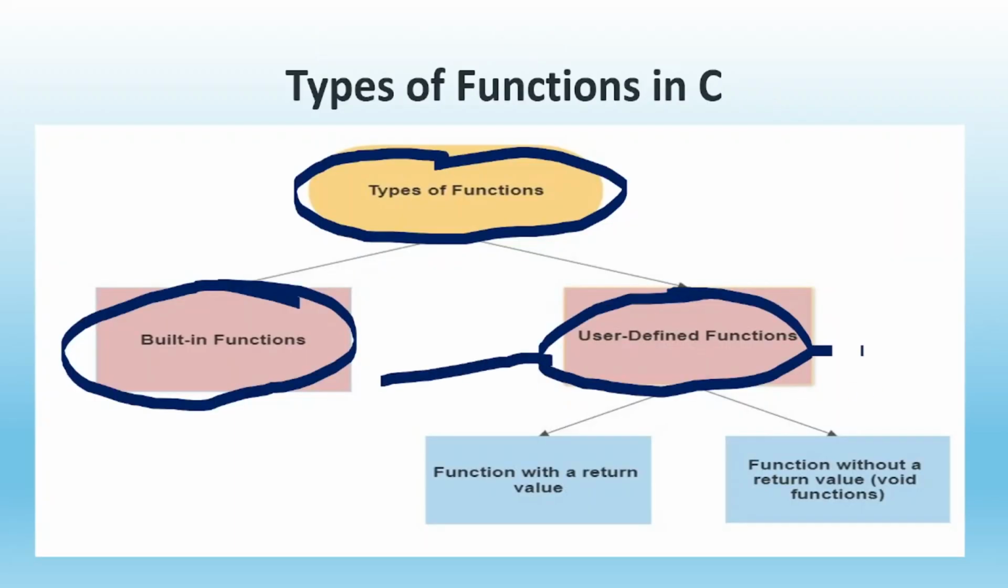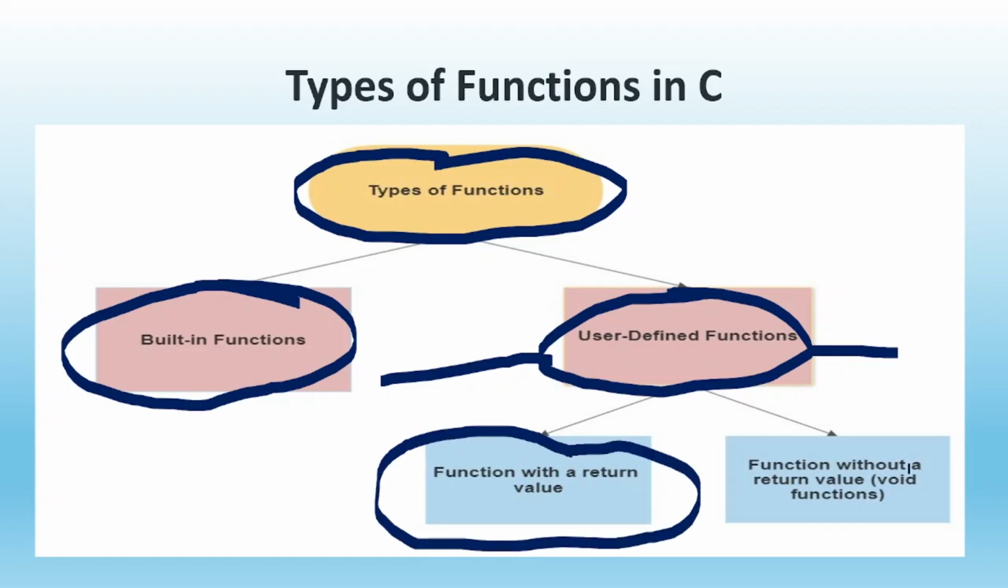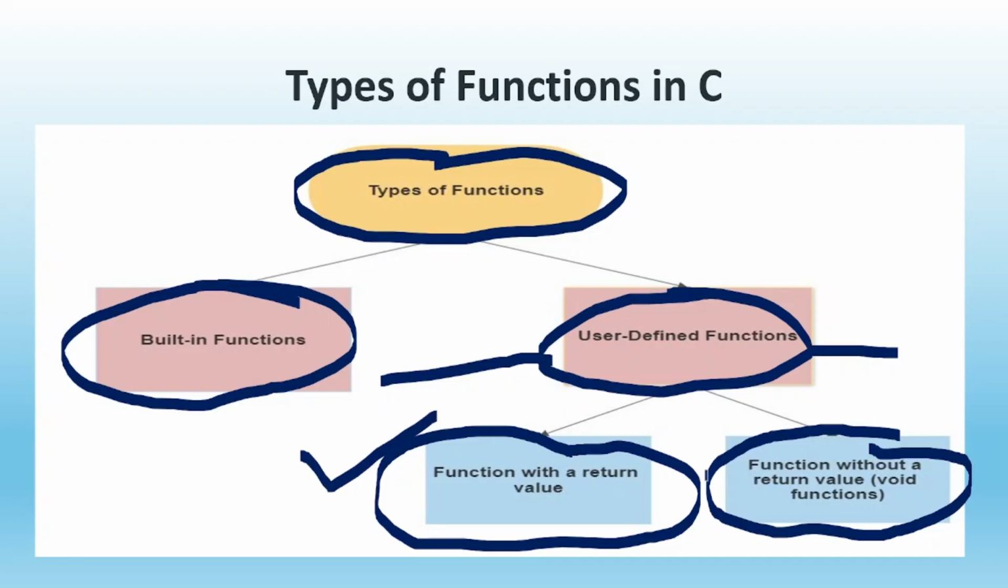There are two types of functions, that is built-in functions and user-defined functions. User-defined functions are again categorized into two: function with a return value and function without a return value. That means a function which returns something and a function which does not return values, or which does not have a return statement basically.